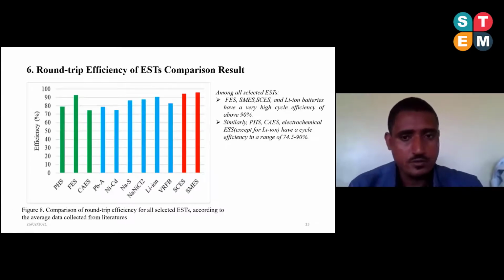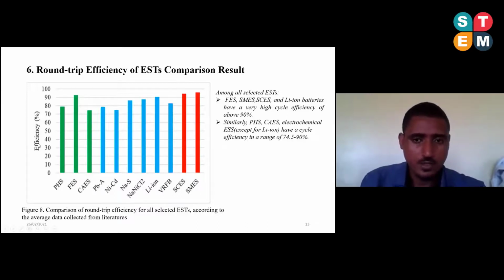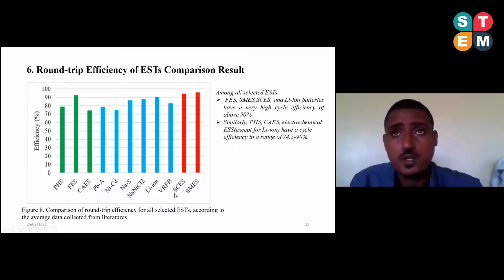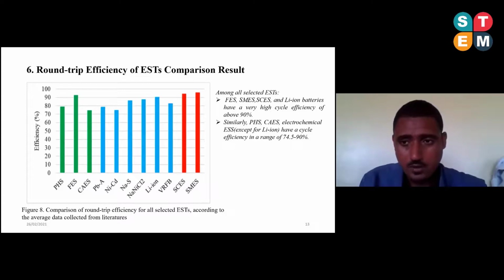And the sixth one is their efficiency, the round trip efficiency of energy storage. So compared to all selected energy storage, as you see from the graph, the flow battery and supercapacitor and superconducting magnetic energy storage, including the lithium-ion batteries, have high cycle efficiency, almost above 90%. But the rest, they are in the range of 74.5 up to 90%. So the flow battery and supercapacitor and superconducting magnetic and lithium-ion have high cycle efficiency.